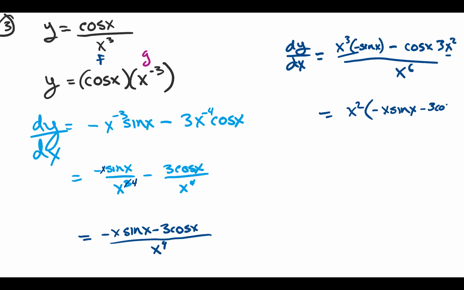Minus, what's that, 3 cosines of x? I think that's minus 3 cosines of x all over x to the 6. So what happens when you take away 2 from 6? This thing's going to go away, and that's going to turn into a 4. So I wonder if this is the same thing. Oh, wow. They are the same thing. They are the same thing.